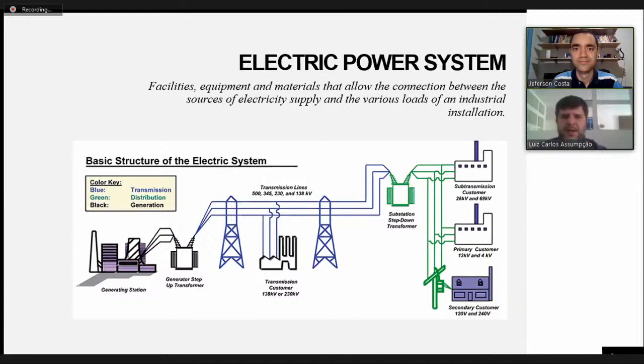You have the transmission lines, and inside your plant, you must have a step-down substation that will give your energy, the electrical power, at the voltage that you need for your equipment, your process. So we have this main project for these electrical power systems.